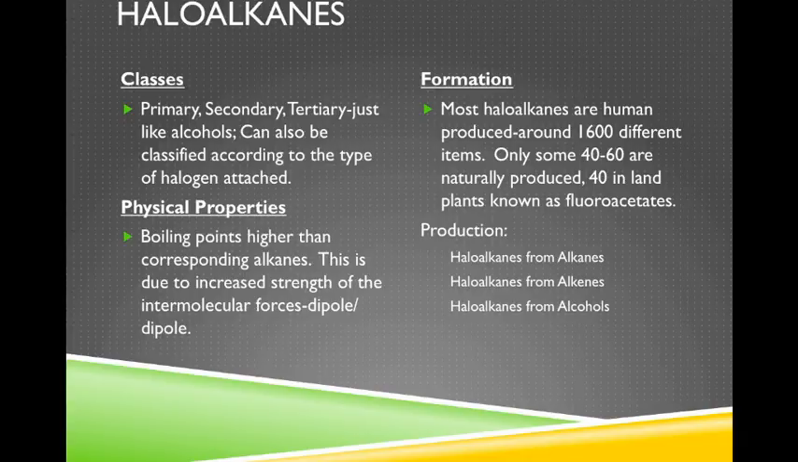Most haloalkanes are human produced. Only 40 to 60 of all the 1,600 are natural, and 40 out of those 60 come from plants known as fluoroacetates. We can make haloalkanes from alkenes, alkanes, and alcohols. There's a variety of ways to add a halogen across a double bond and instead of the alcohol to make haloalkanes.